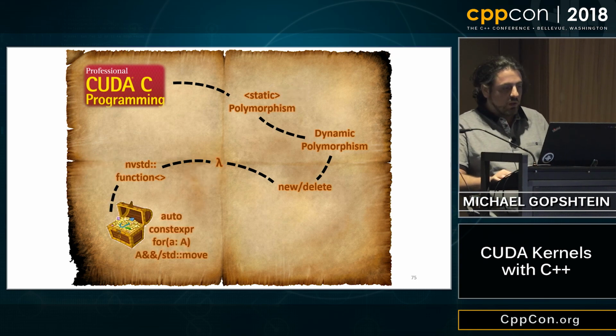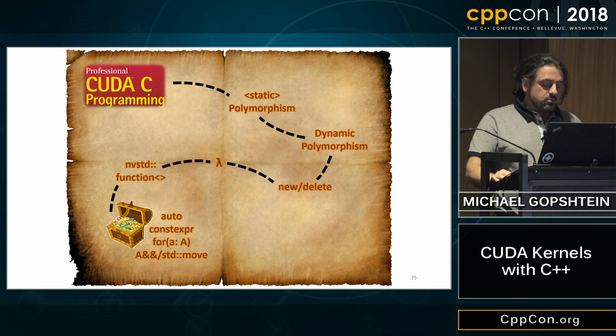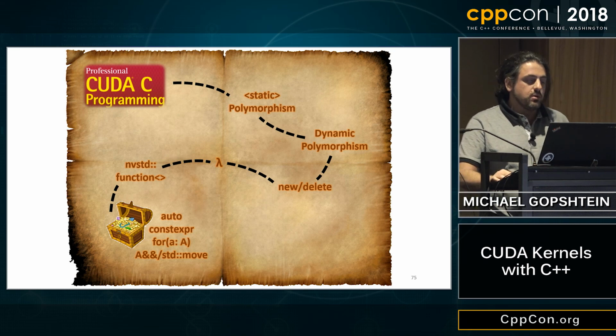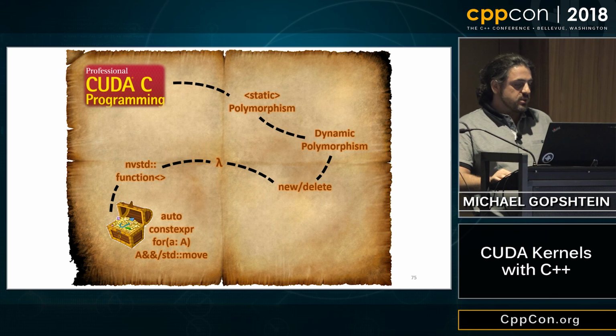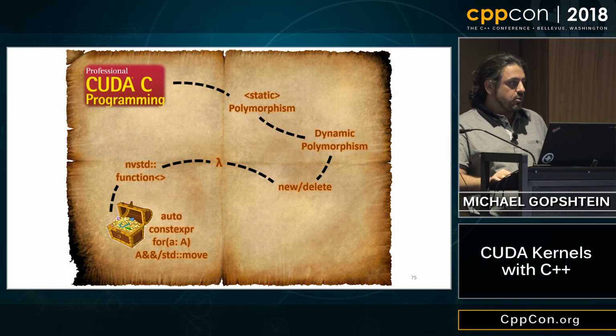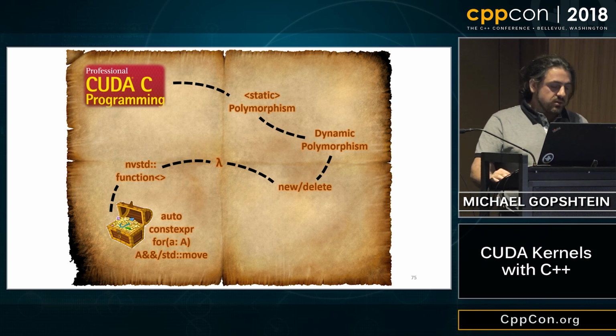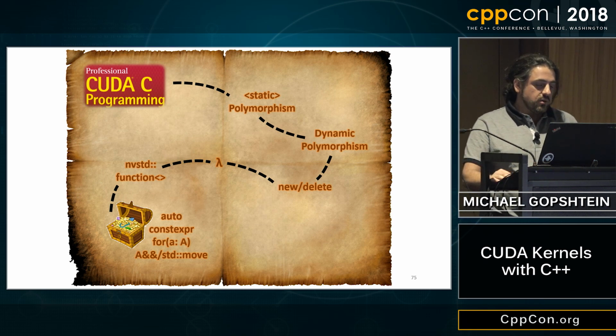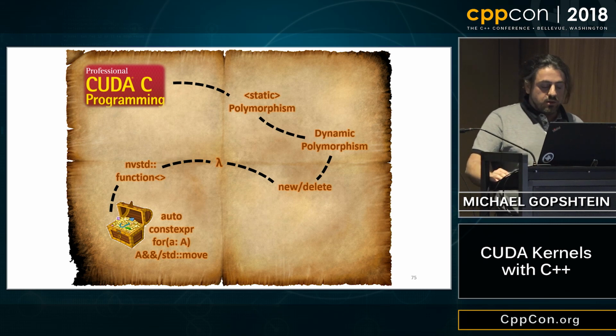Okay, so now just to mention other features of C++ which you can use in the CUDA code. So we've seen the use of auto. You can use constexpr. You can use a range-based for loop. And you can use all the R-value semantics, move. It all works in the CUDA code in the same way as in the regular C++ code.